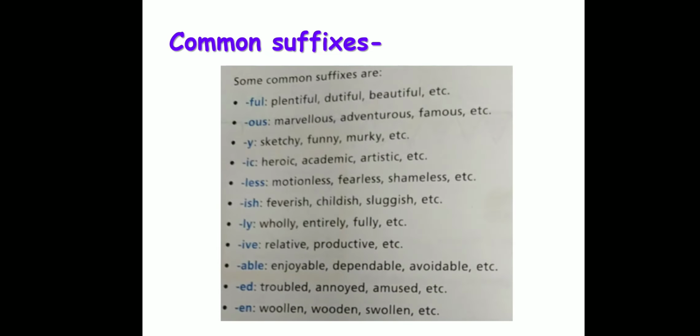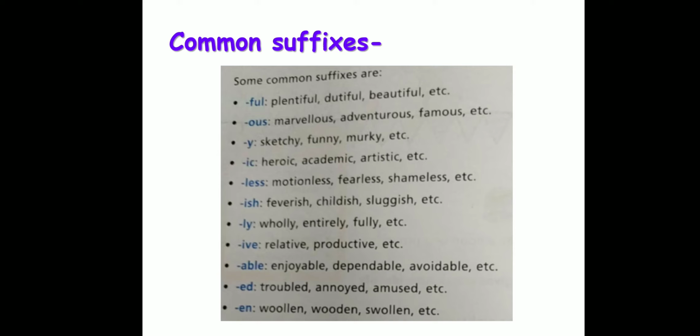Let's read this. Full. Sometimes when you add full, you get an adjective like plentiful. So the word plenty, if you add full to plenty, it becomes plentiful. Dutiful. Dutiful means somebody who abides by his or her duty. Beautiful, you already know what beautiful is. Then OUS, when you add OUS: marvelous, adventurous, famous. Marvelous comes from marvel, adventurous comes from adventure, famous comes from fame.